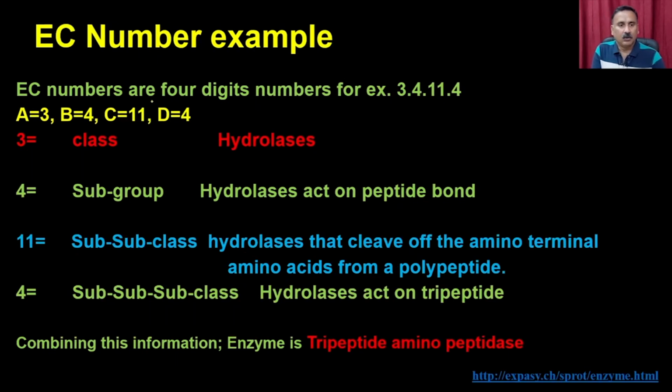Now, we'll take an example of some enzyme commission numbers and understand what they mean. EC numbers are 4-digit numbers, as we said. For example, this is the EC number 3.4.11.4.